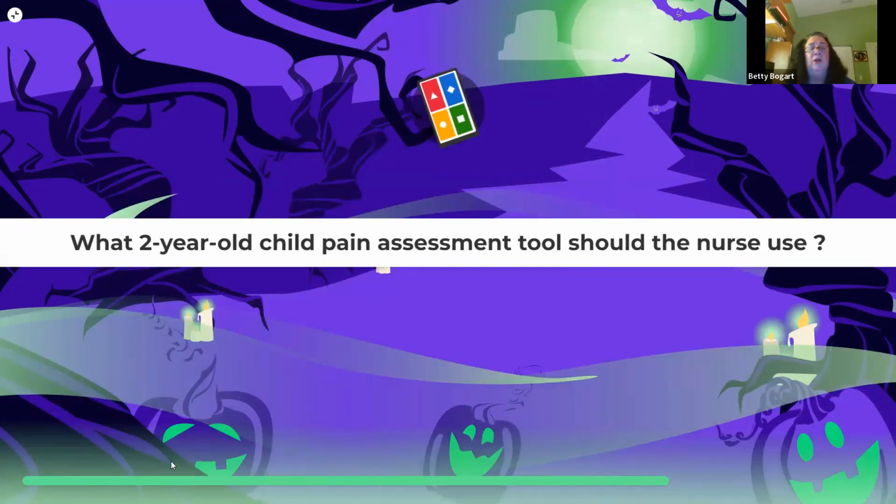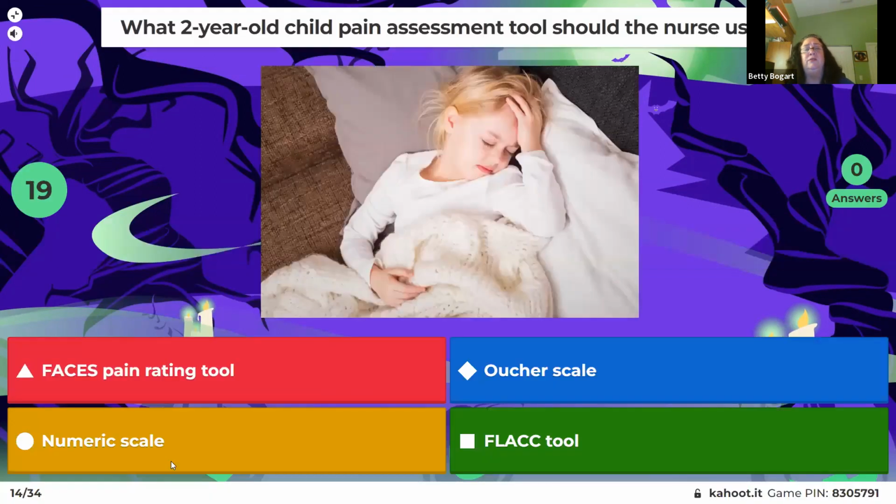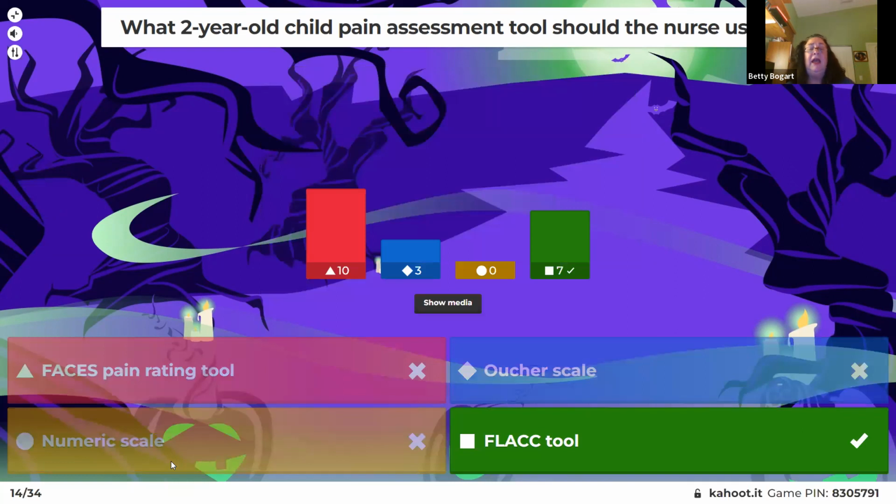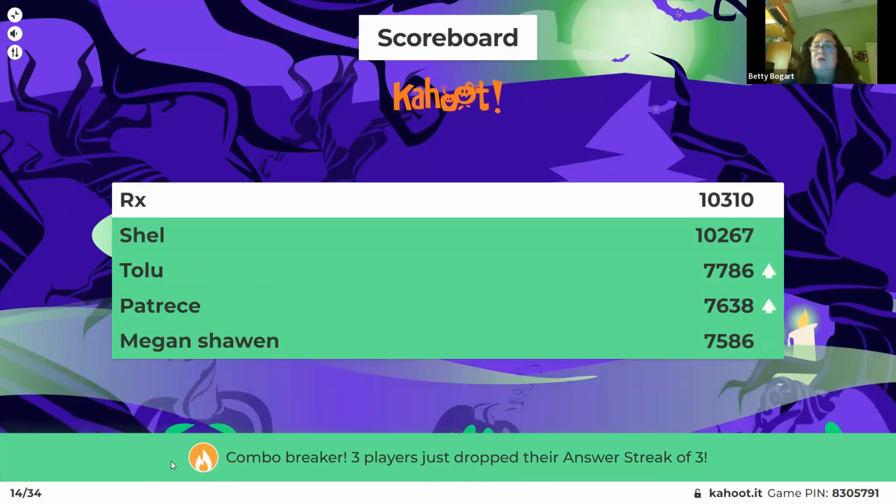What 2-year-old child pain assessment tool should the nurse use? So at 2, what is the tool? And that is your FLACC. Phases start at preschool, age 3, okay? This is a type of question you're gonna see again, okay? I'm telling you, it's one of those that you think it's that, but no. FLACC up till preschool. At preschool, which is ages 3, 4, 5, the phases start. Up to age 8, 8 is numeric.